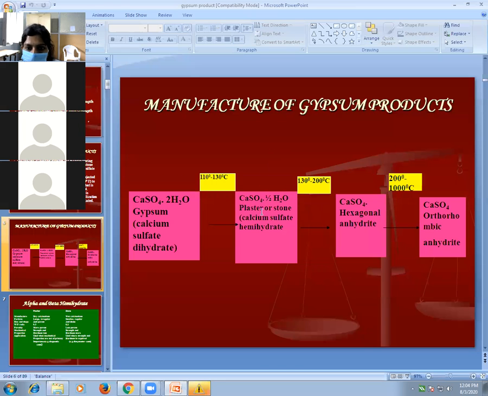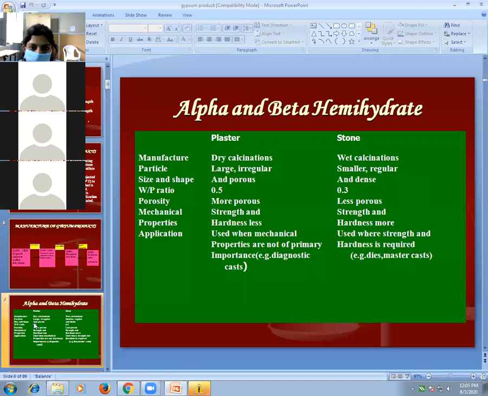After this, calcium sulfate hemihydrate is again heated to a temperature of 130 to 200 degrees Celsius to get calcium sulfate hexagonal anhydrite. And when this is heated to 200 to 1000 degrees Celsius, you get calcium sulfate orthorhombic anhydrite. The hemihydrate which we get is again of two types, alpha and beta. So here the plaster and the stone.